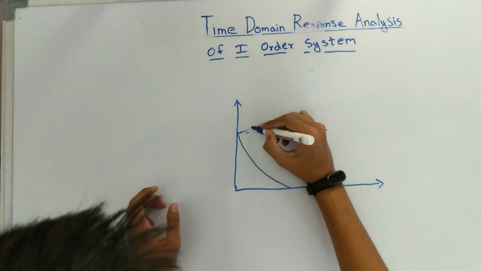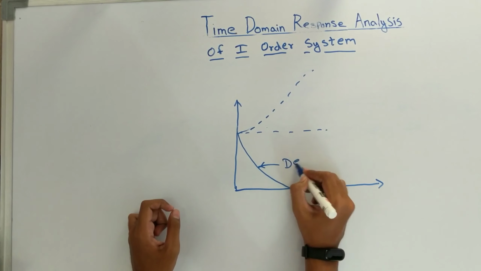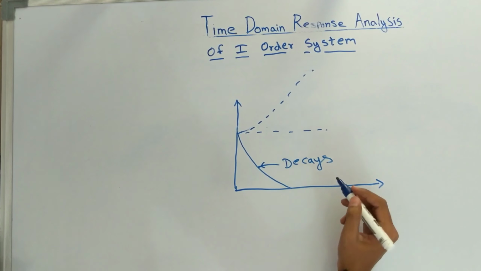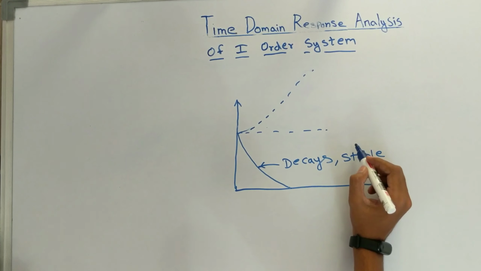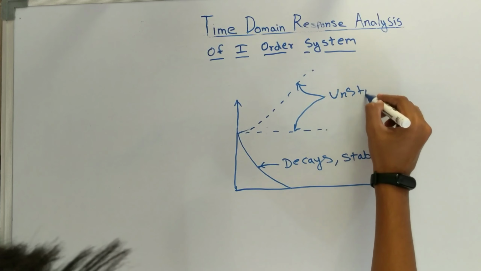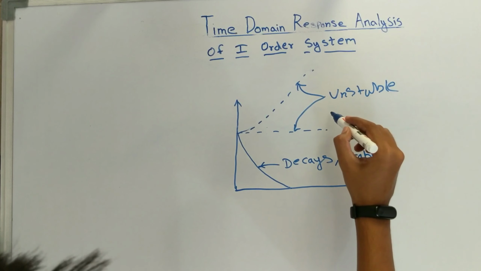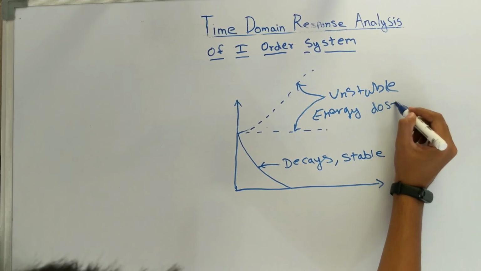As you can see here, energy is being decayed. Therefore, it may reach stability at some point. But here, energy is not being decayed and therefore it is an unstable system.